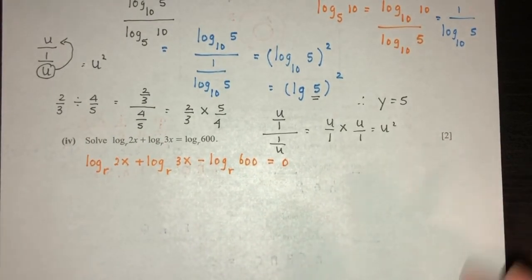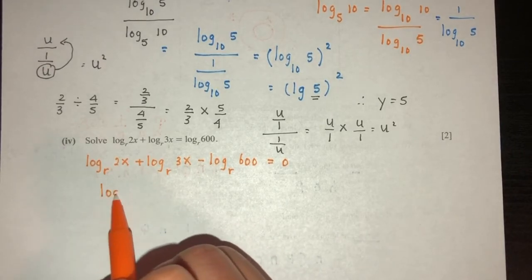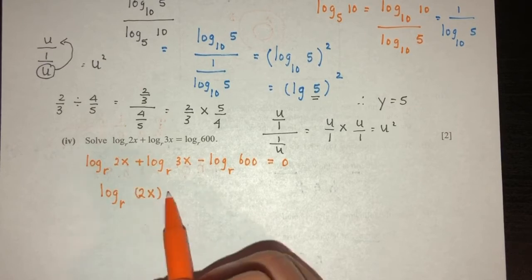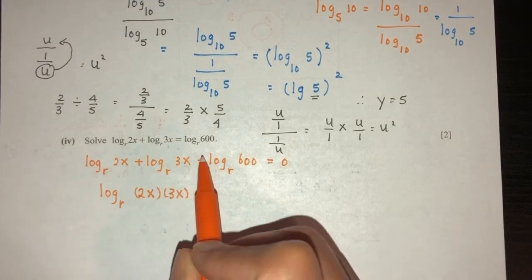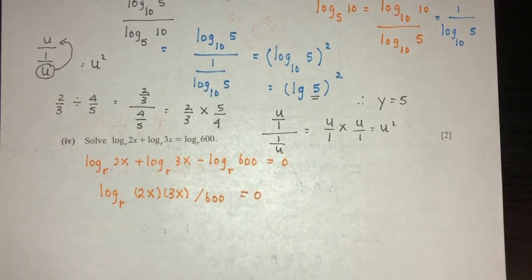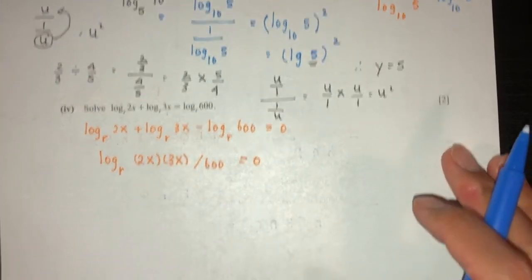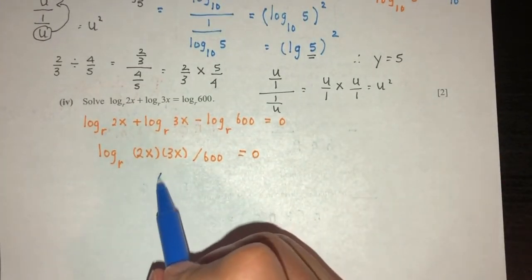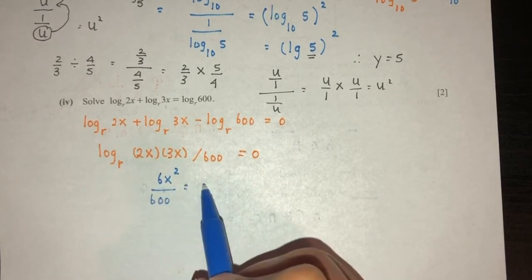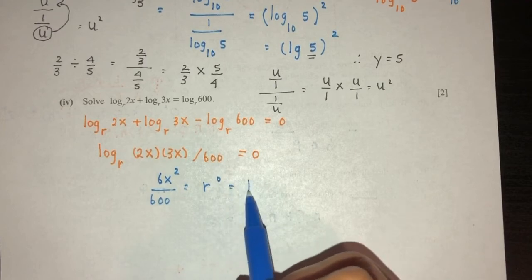You'll have log base r of, we have 2x here, plus becomes multiply by 3x, and minus becomes divide by 600 is equal to 0. Now we can simplify again. On top you will have 6x squared divided by 600 is equal to r to the power 0, which is 1.